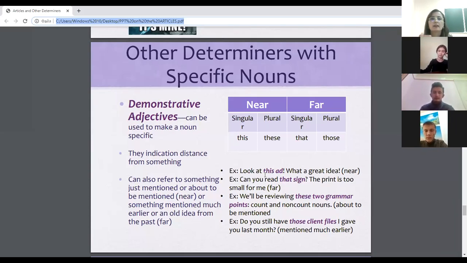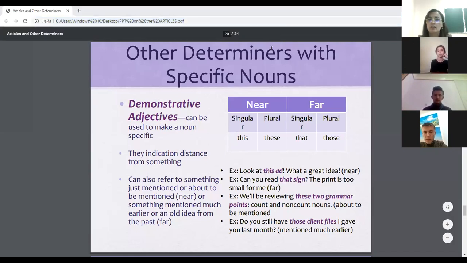For near, we should use this. For far, we should use that. But both are singular. For the plural of them, for near, these, for plural nouns, yeah? For far, we should use those in plural: those students, those teachers, those boys, those girls, yeah? Or these books, these students, these teachers, et cetera.